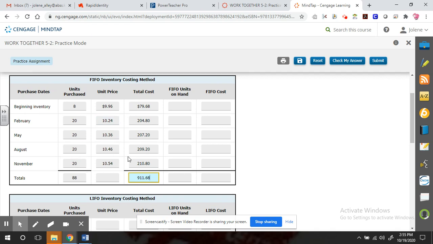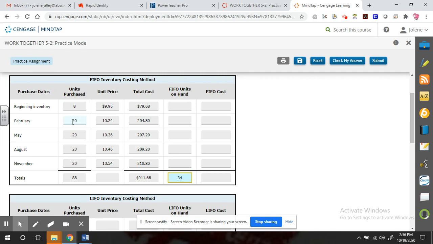But the book tells us that Jensen Auto had the following beginning inventory and purchases. These are air filters for cars. And it says at the end of the year, they had 34 left over. Now, with first in, first out, for this year, the first ones that were going to be sold were going to be from the beginning inventory.